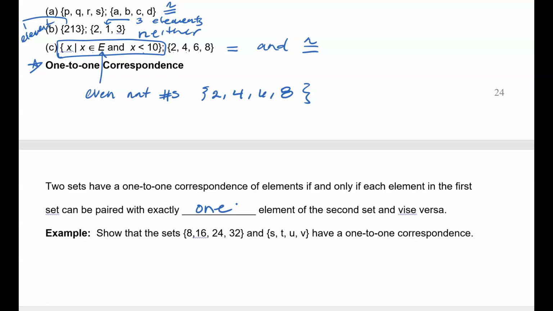So let's show that these two sets have a one-to-one correspondence. If you wanted to, you could leave them there and just use arrows, or you could actually write them right on top of each other like this, and then you can just match them up. So you could say, these match up, these match up, these match up, and these match up. So therefore, there's one-to-one correspondence.